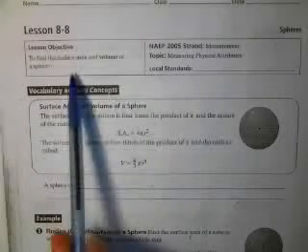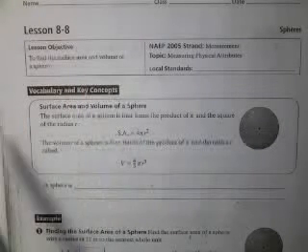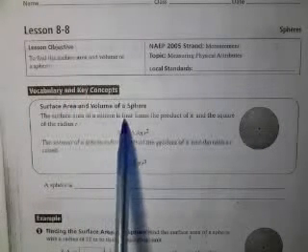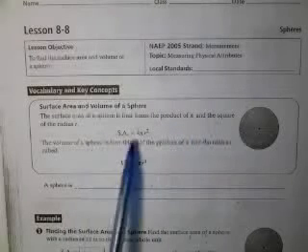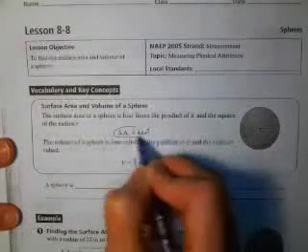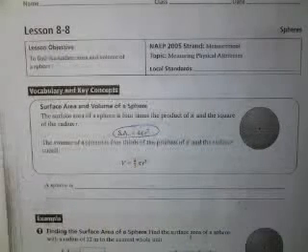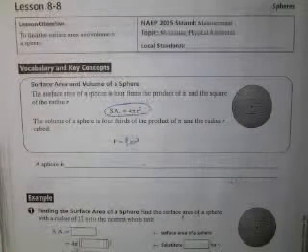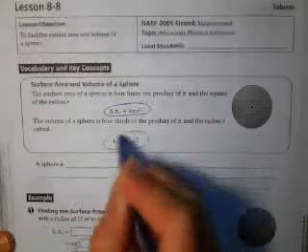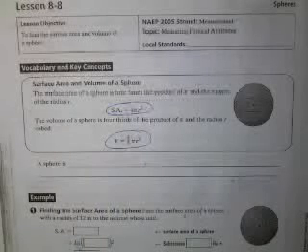This is Lesson 8.8 for Course 3, Spheres. So we're going to find the surface area and volume of a sphere. The surface area of a sphere is 4 times the product of pi and the square of the radius, or 4 pi r squared. The volume of a sphere is 4/3 of the product of pi and the radius cubed. So volume is 4/3 pi r cubed.